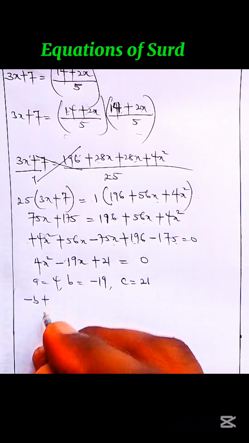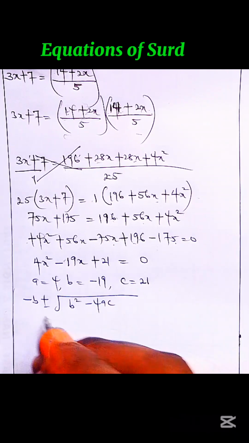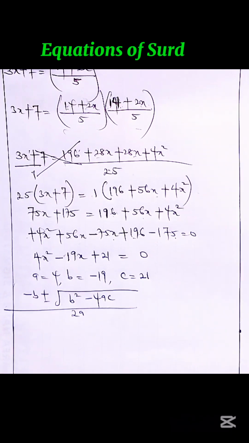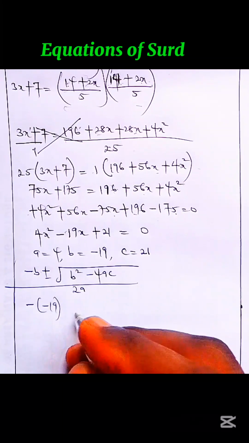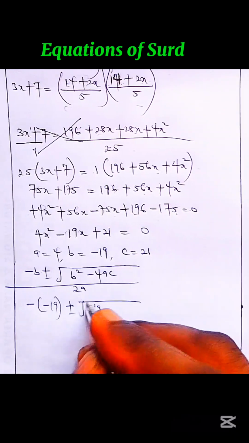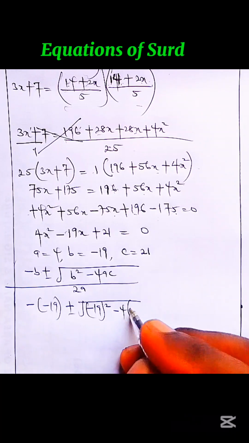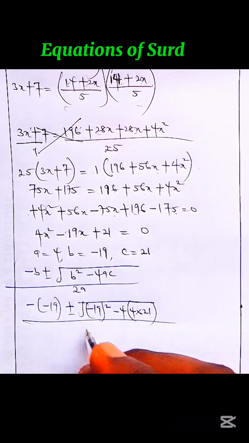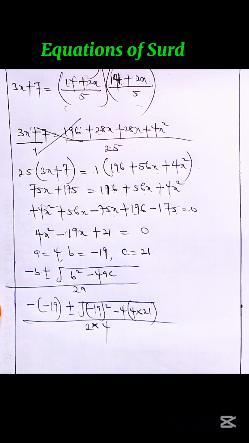So x equals minus b plus or minus square root of b squared minus 4ac, which is the discriminant, over 2a. So what do we have? The next thing we have is minus b is minus 19, minus 19 plus or minus, b is minus 19 raised to power 2, then minus 4, a is 4, then c is 21, over 2 times a. A is 4, over 2 times 4.